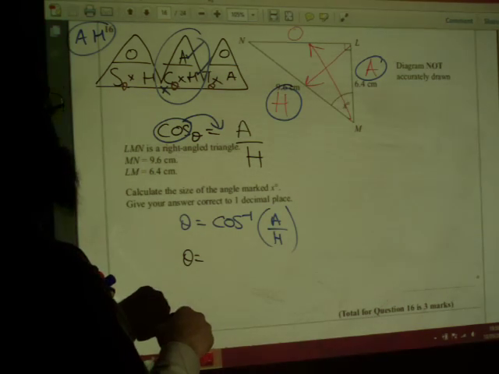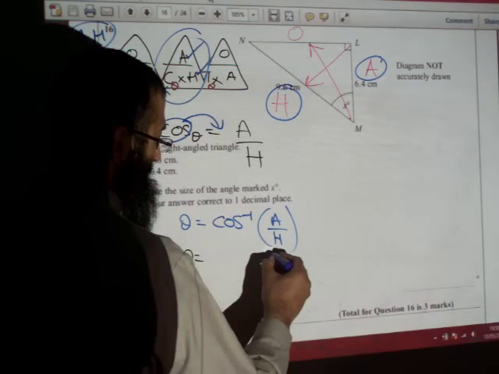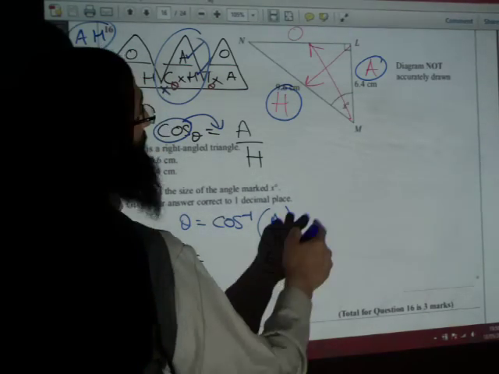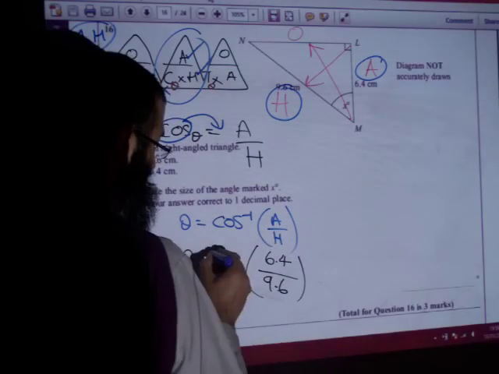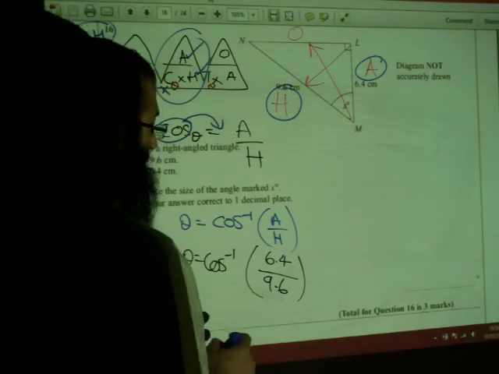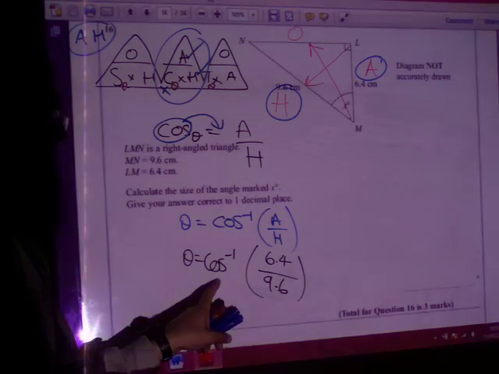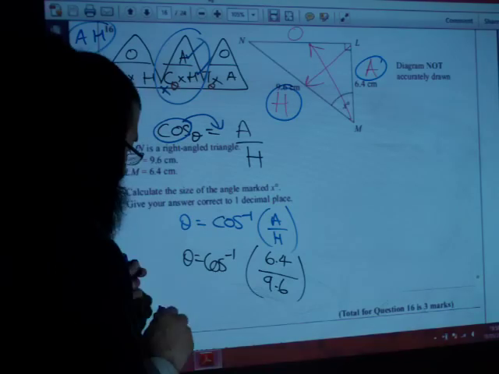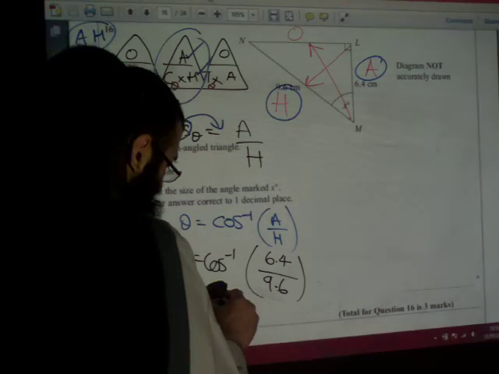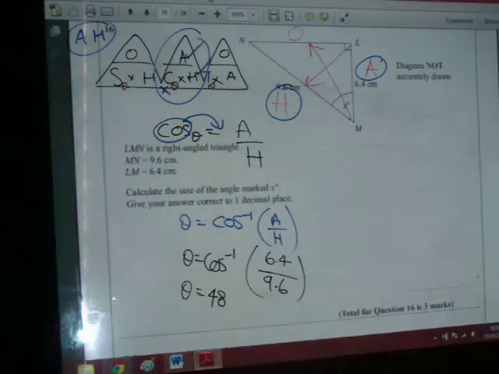Okay, right, let's have a look. What's my A value? My A value is 6.4. My H value is 9.6. Okay, to get the cos minus 1 function, we have to press shift cos. So Samir, what do you get for that one? I got 48.1896851. So 48.189.